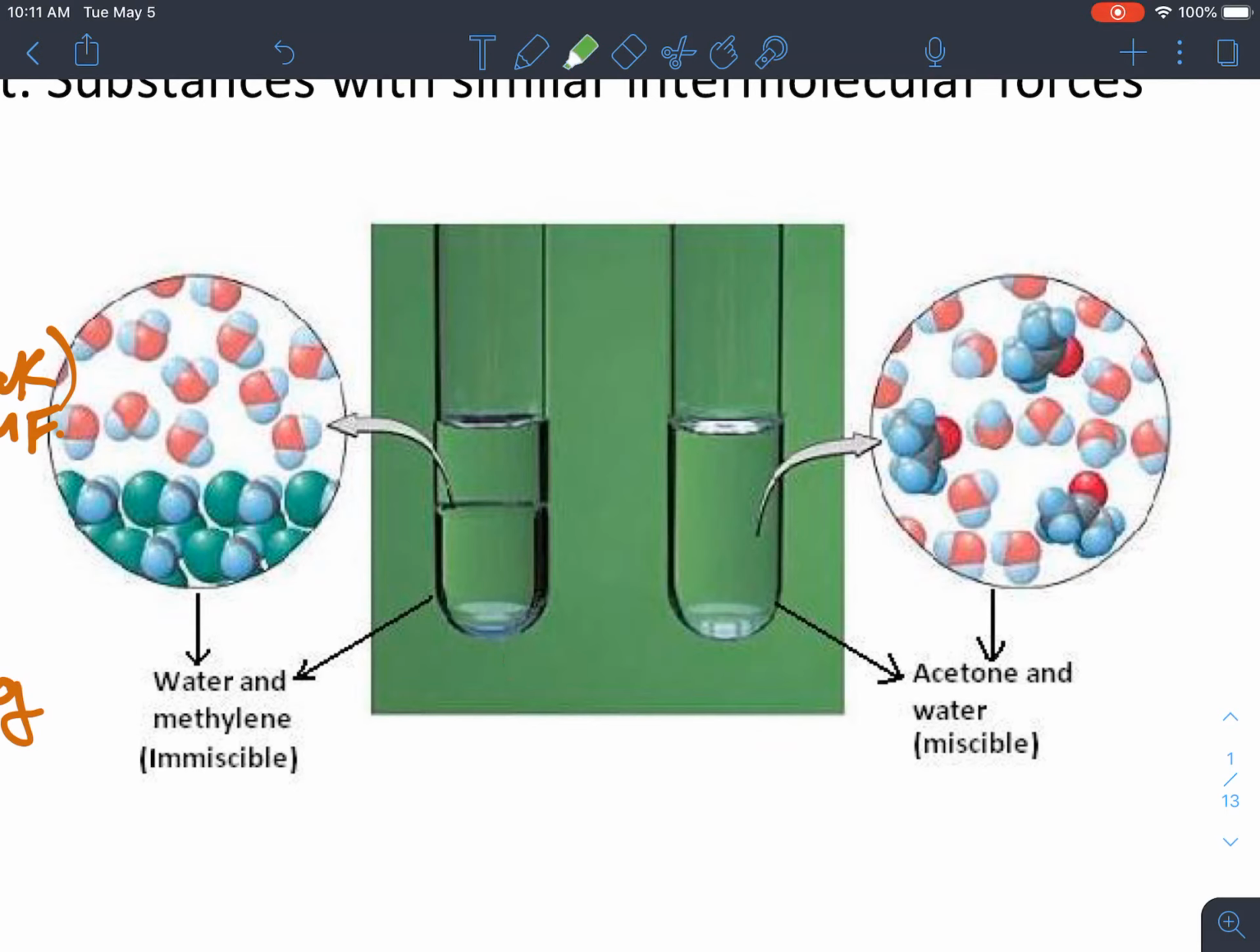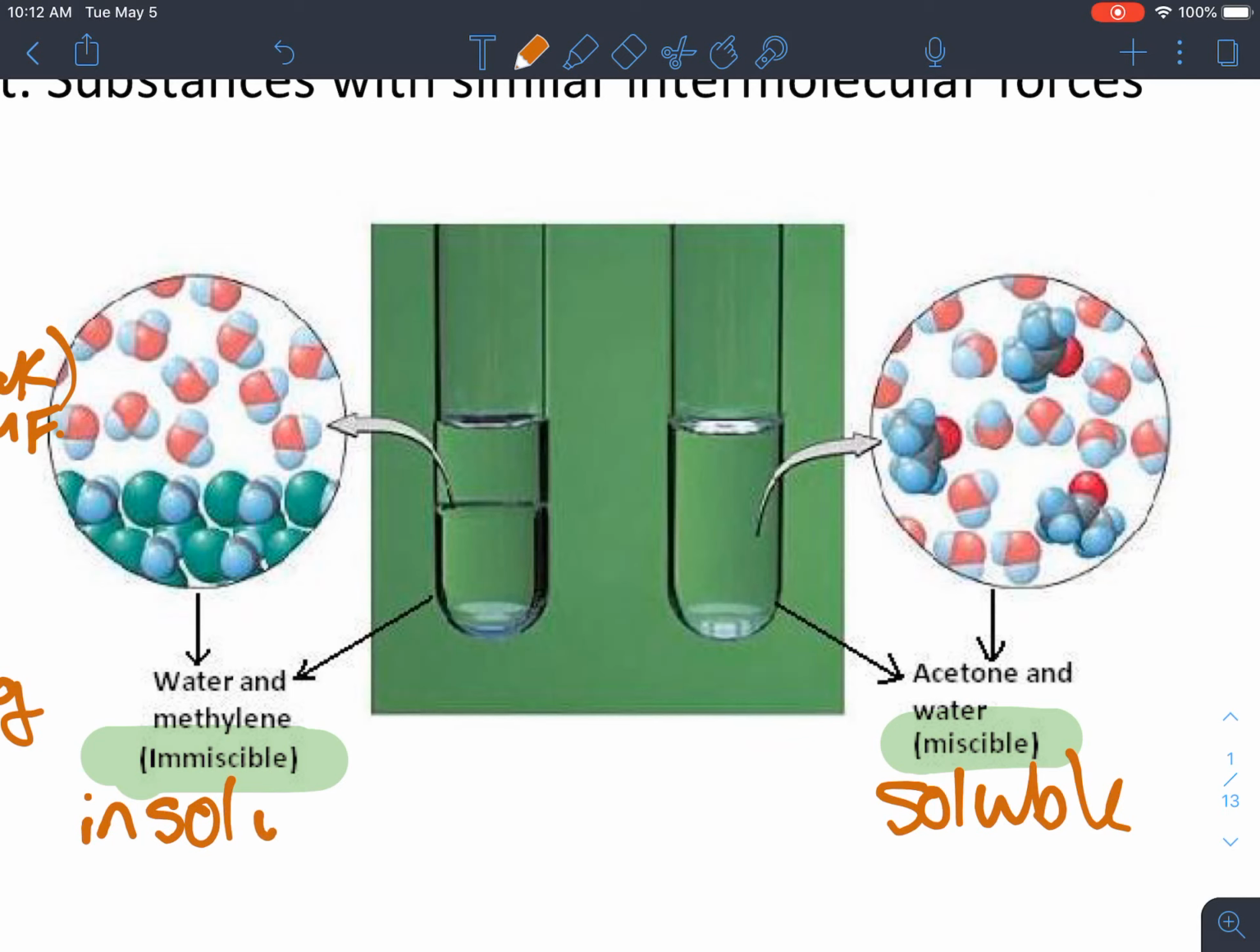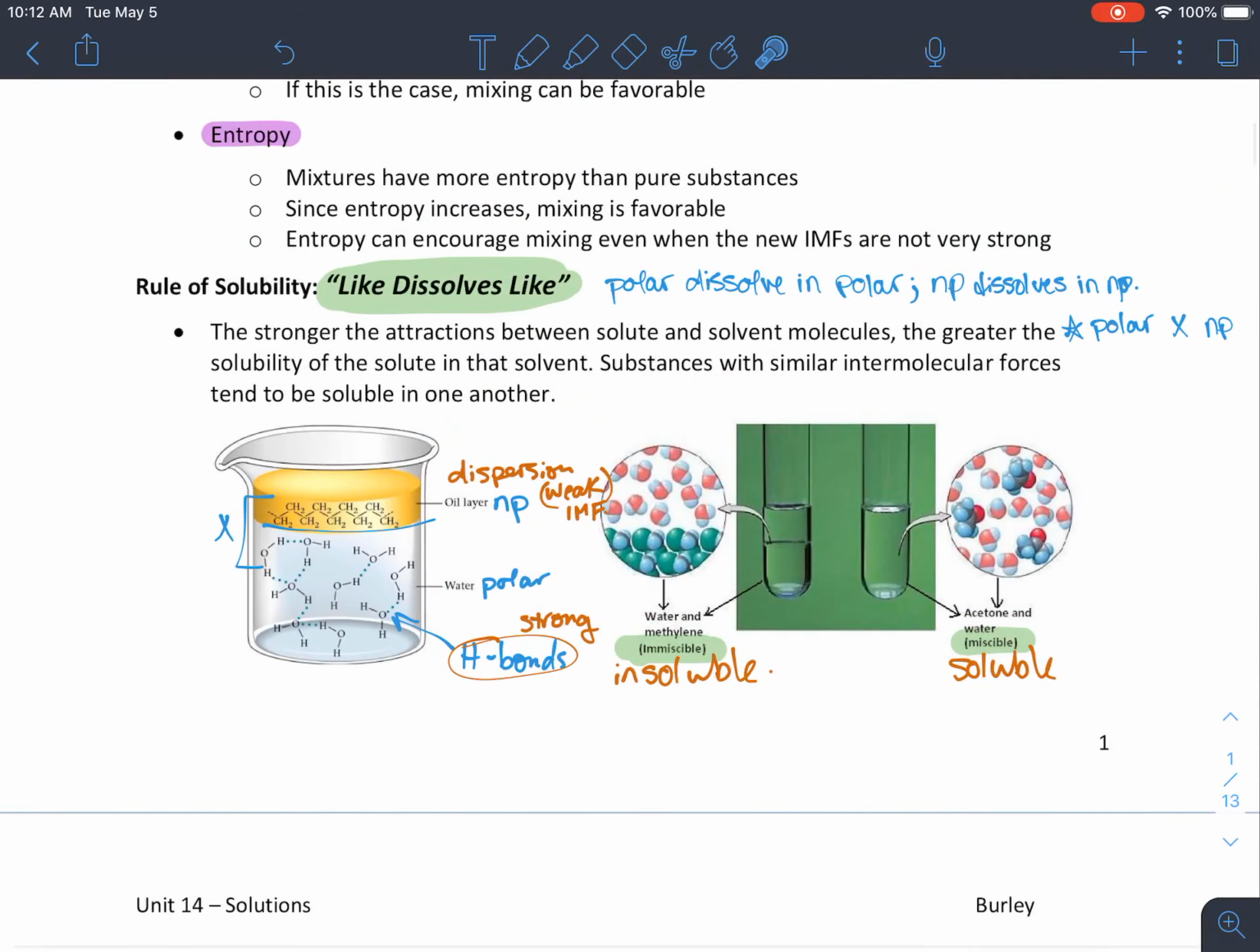Immiscible, let me highlight that here. Immiscible is when two liquids remain separate. But when you have two liquids that are mixed together, such as acetone and water, that's when they're called miscible. Sorry, I messed up those words there. So miscible means soluble, and immiscible simply means insoluble. That's if we're talking about covalent molecules, polar versus nonpolar.